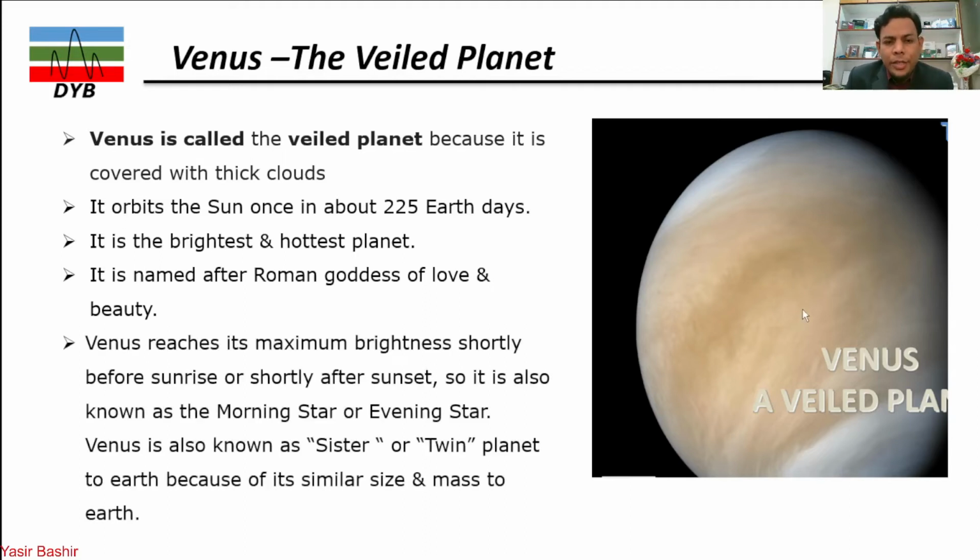And Venus reaches its maximum brightness shortly before sunrise or shortly after sunset. So this is known as, you must have heard this, the morning star or evening star. Venus is known as the sister or twin planet of the Earth because of its similar size and mass to the Earth.